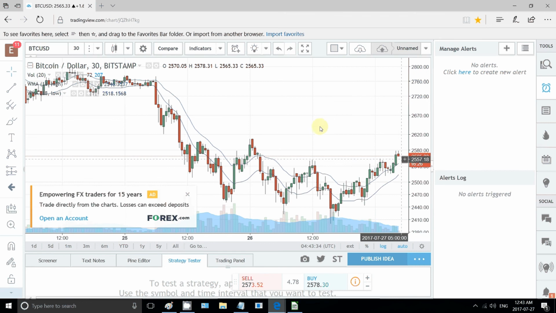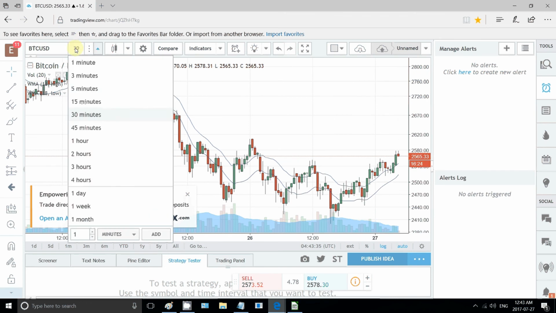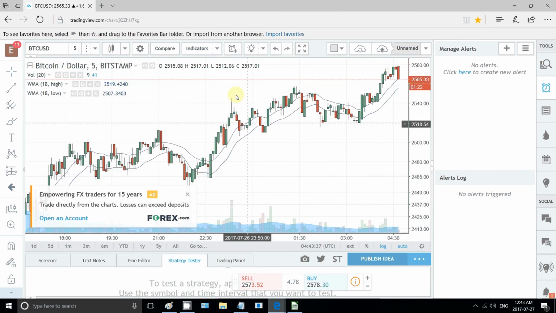And we can see right now just a little bit of a correction within this 5-minute time frame. But you know what? That is extremely short term. I don't want to get into that.